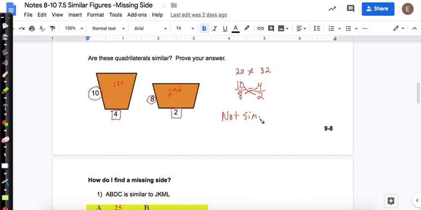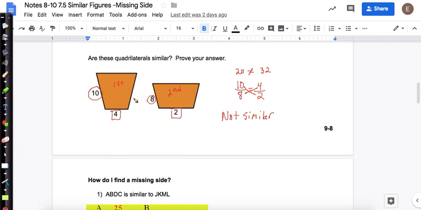And some of you are probably going, I could already tell they weren't similar. But notice it said prove your answer. And one way of proving your answer is by setting up a proportion. And notice, look here, half of 4 is 2, but half of 10 is not 8. If this had been 5, then they would have been similar.